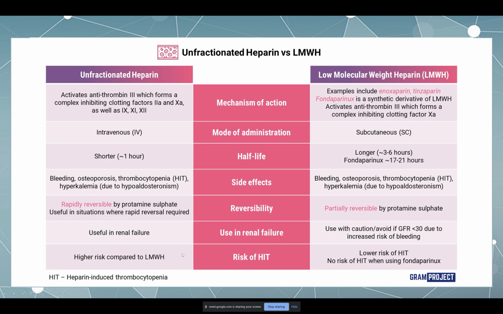So unfractionated heparin has a higher risk of heparin-induced thrombocytopenia compared to the low molecular weight heparin. So this is the comparison between these two.